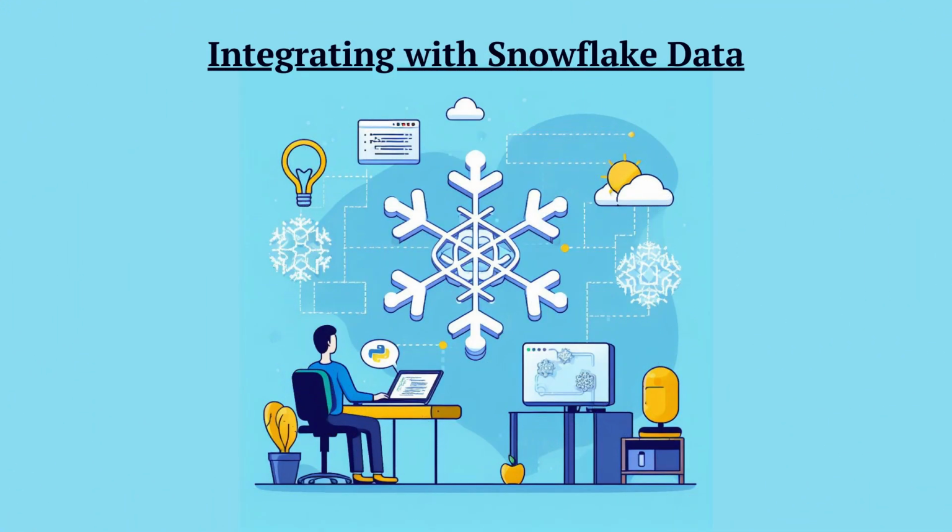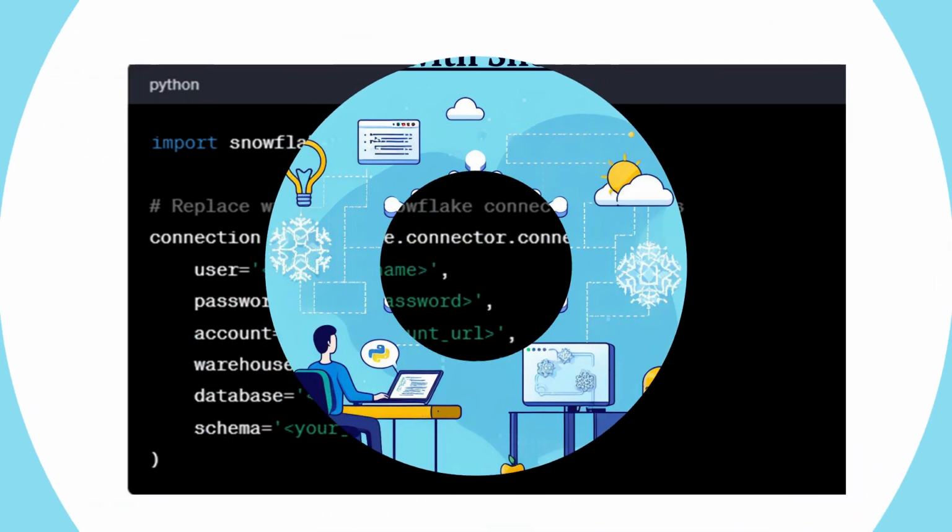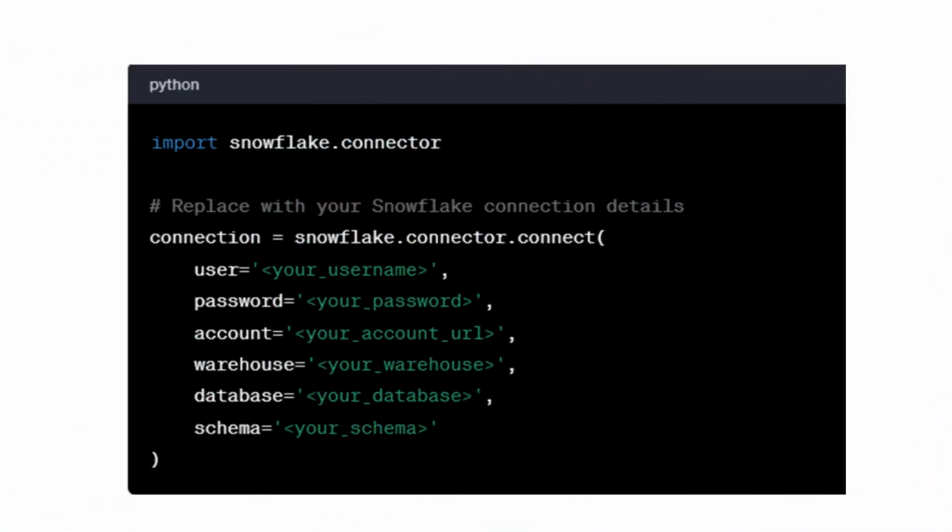Let's begin with connecting Python worksheets with Snowflake data. This is a crucial step in unleashing the power of Snowpark within your Snowflake environment. To connect Python worksheets with Snowflake data, follow these steps. First, establishing a connection. In your Python worksheet, you can establish a connection to your Snowflake account. You can do this by using the Snowflake Connector Python library or a similar connector.